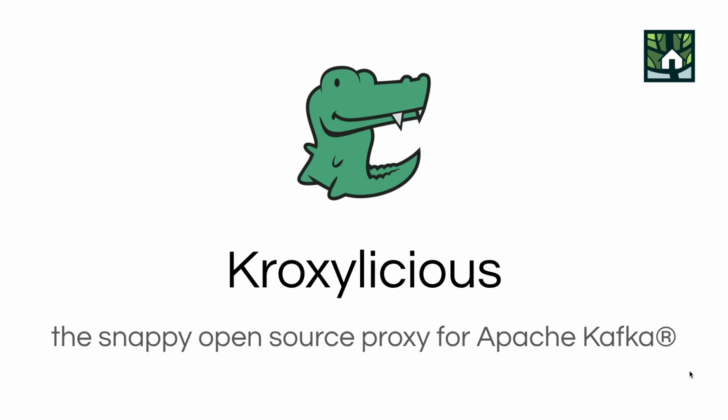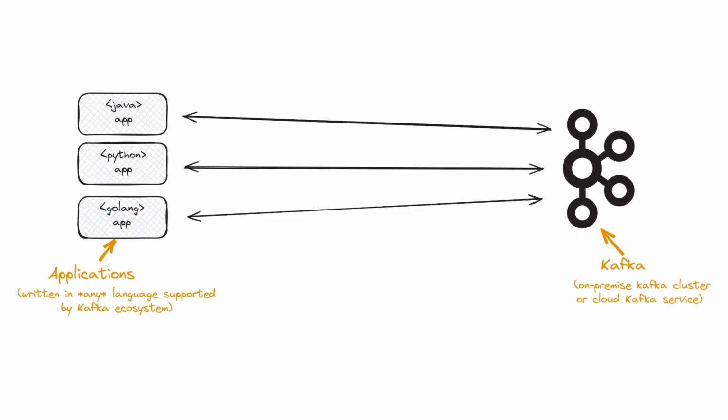Hi, this is an introduction to Kroxylicious, the snappy open source proxy for Apache Kafka. So, are you using Apache Kafka? It's a very powerful tool, but as your system grows, you've probably hit a few challenges. Maybe you need to enforce security policies across dozens or hundreds of applications. Or perhaps you need to ensure data is valid before it even hits your cluster.